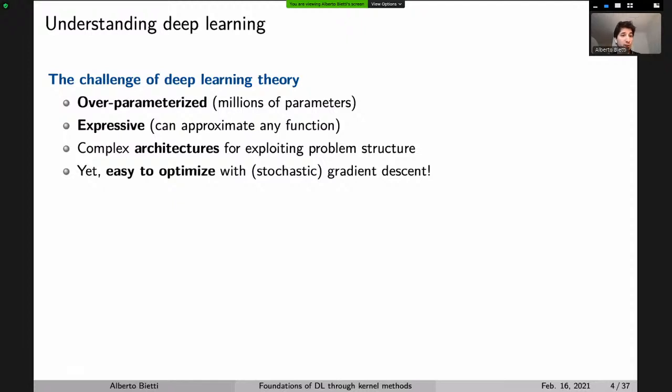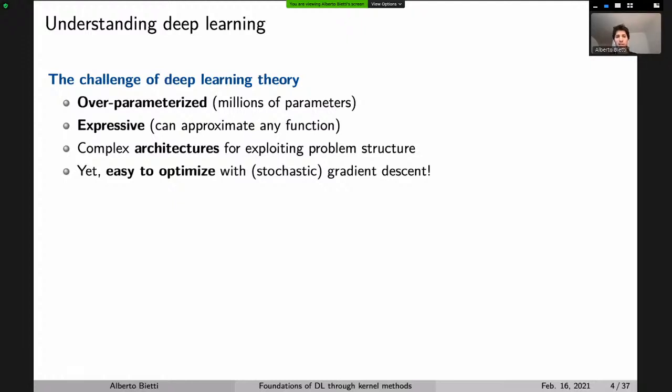They also are very expressive. So with those big numbers of parameters, you can essentially approximate any function often. So the question is, if you can approximate any function, why would you choose one over another? And why is it that these models actually generalize well?